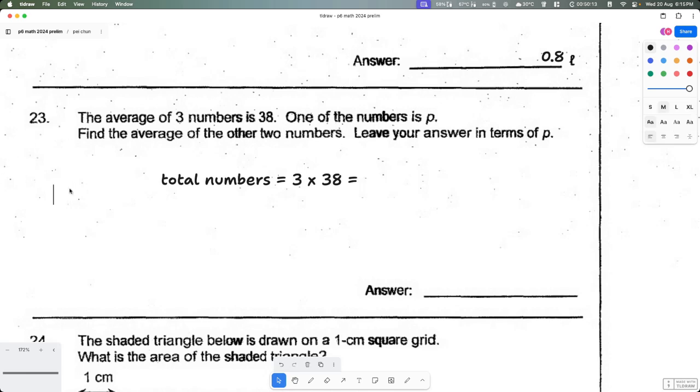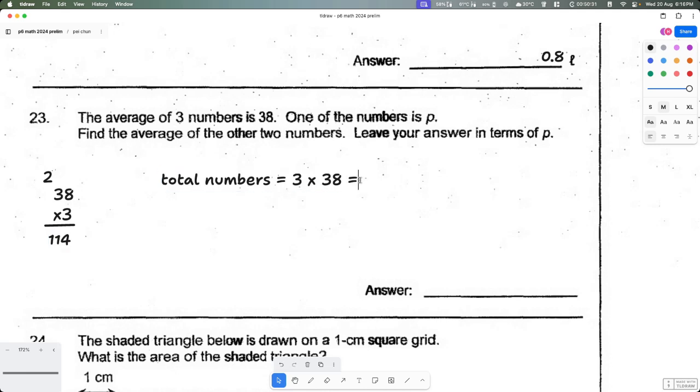Okay, let me just double confirm. 38 times 3. Okay, so in this case, 8 times 3 is equal to 24. And we will put 2 here. So 3 times 3 is 9 plus 2 is 11. Okay, so 114.